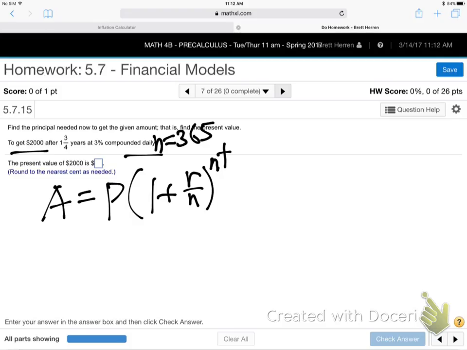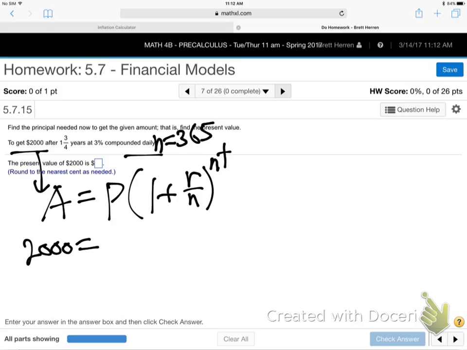what's the 2,000 then? Is it A or P? A. Yeah, it's A. Does everybody see that 2,000's A? Because you want to get 2,000. You want that to be the amount you come up with later, right? A is always the amount later. P is the amount you put in first, the principal, to grow to become the A later.